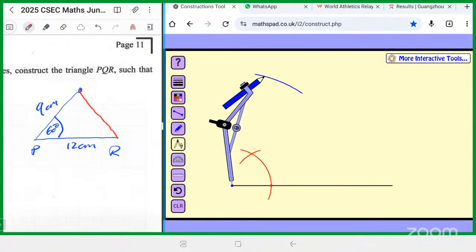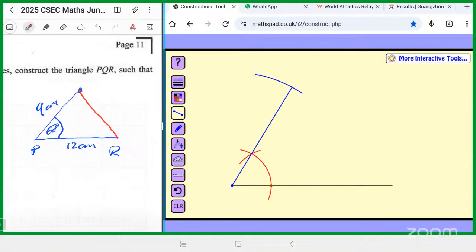That's 9 centimeters. Move this out of the way. I'm just going to draw a straight line through this intersection now, straight line through this intersection up to here. And that is where my P is. That's 60 degrees. Voila, that is it.